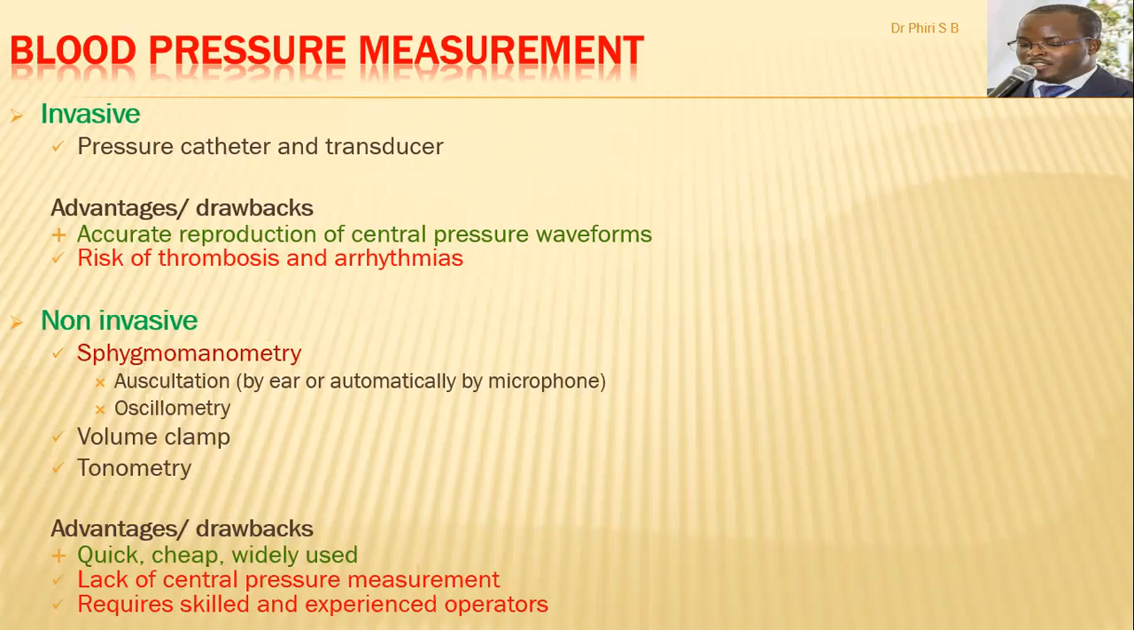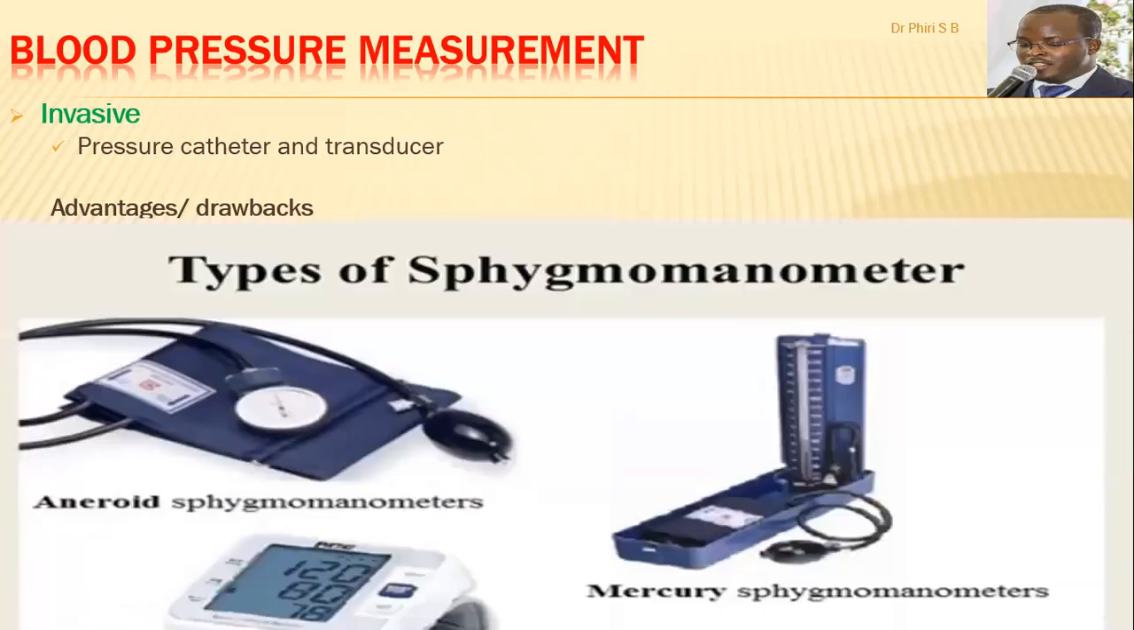Then it also requires skilled and experienced operators. So you need somebody with the skill to measure the blood pressure, otherwise you won't get accurate results. For instance, if you're using the Mercury sphygmomanometer, you need to listen to the Korotkoff sounds. If you don't know how these sounds come about, sometimes you can miss the blood pressure and have the wrong recordings, or it will bring some errors in your recording.